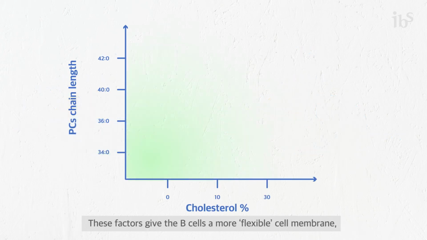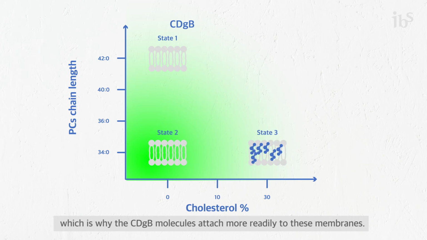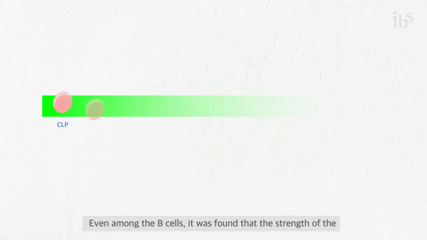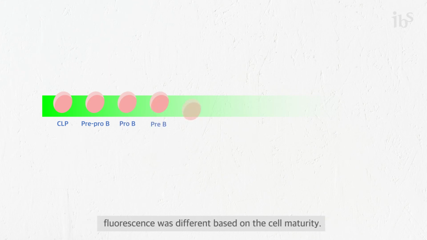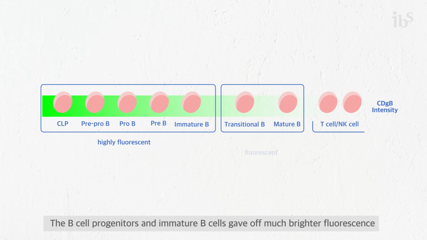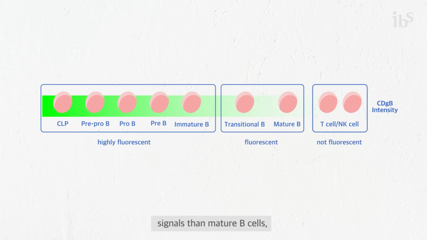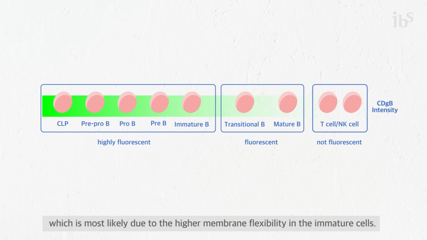These factors give the B cells a more flexible cell membrane, which is why the CDGB molecules attach more readily to these membranes. Even among the B cells, it was found that the strength of the fluorescence was different based on the cell maturity. The B cell progenitors and immature B cells gave off much brighter fluorescence signals than mature B cells, which is most likely due to the higher membrane flexibility in the immature cells.